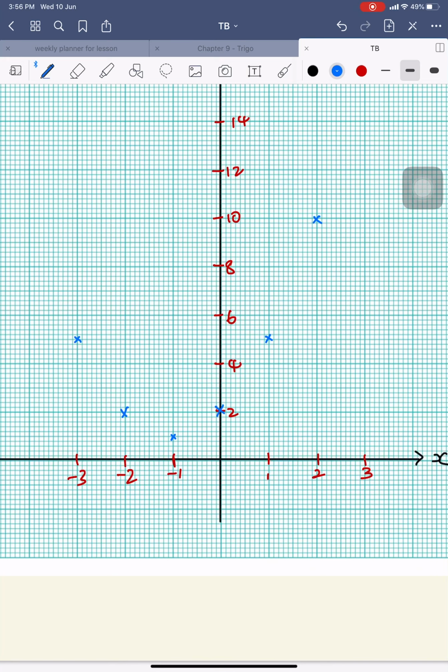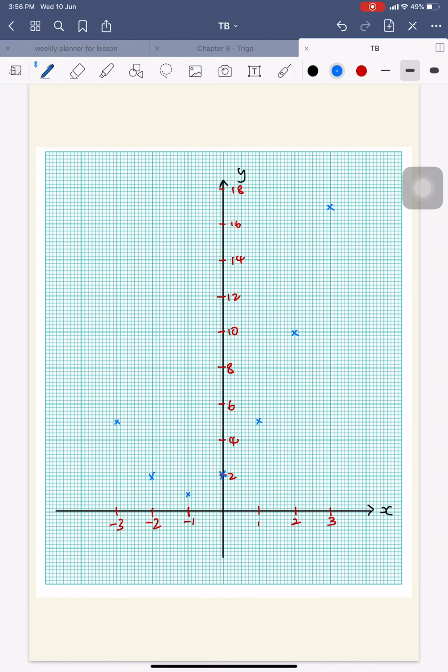Now, can you see where is the line of symmetry? The minimum point is here. So my graph should be symmetrical about this line here. So you can pause the video here and join your points with a smooth curve.